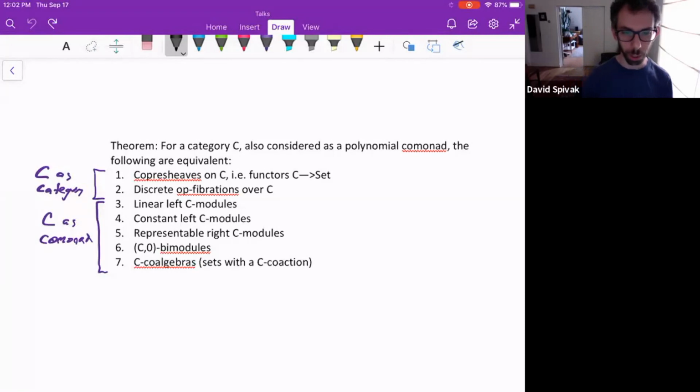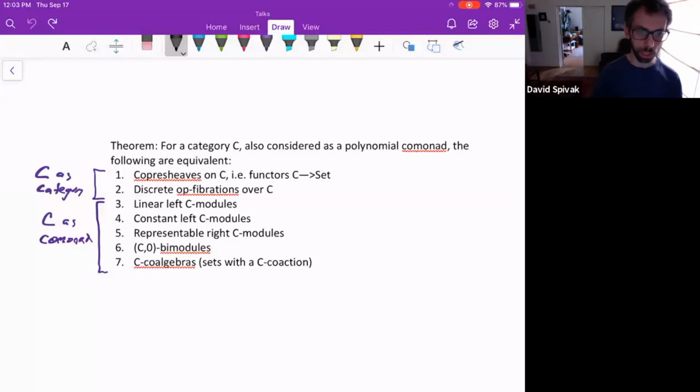And that's a familiar thing. It's a wonderful topos and stuff. Those are the same as discrete op fibrations over C. If you've heard of the category of elements construction, many people know this fact. But what you probably don't know, if you're not familiar with polynomial comonads, is that if you look at the left C modules and you look at those polynomials that are linear. So a linear polynomial is like 5y or 16y. y is my variable. So if you have a linear polynomial and it's a left C module, that also is a copresheaf on C.